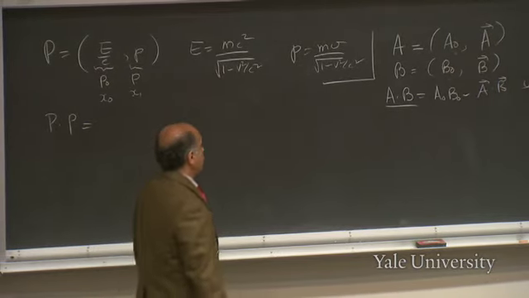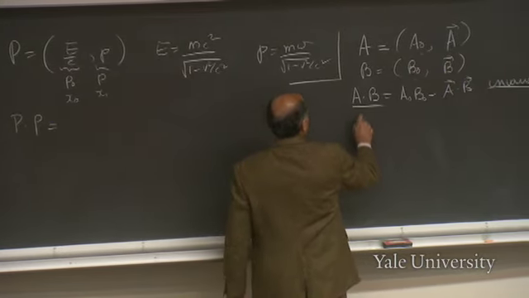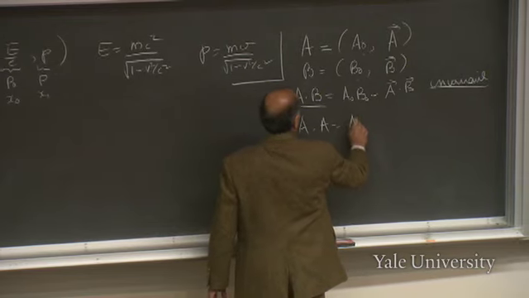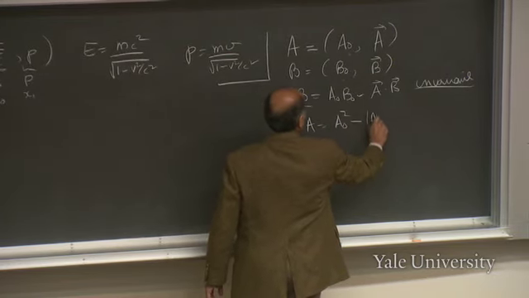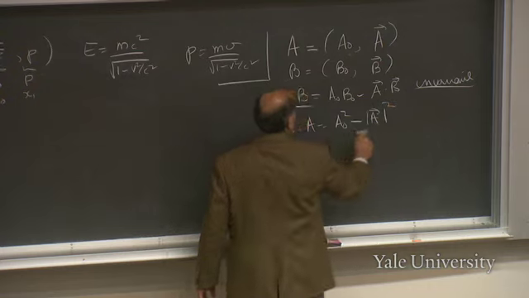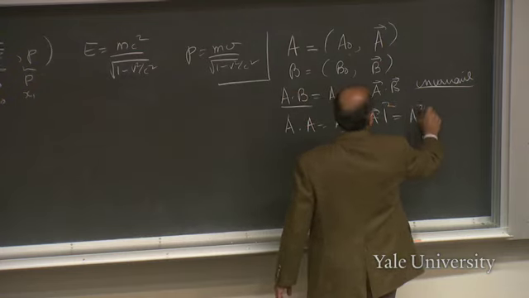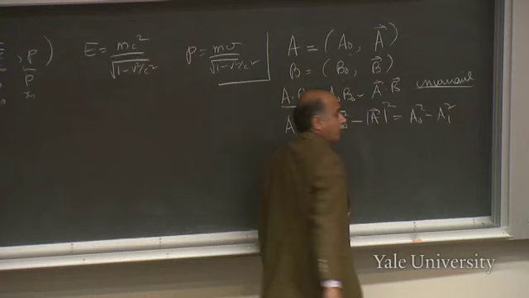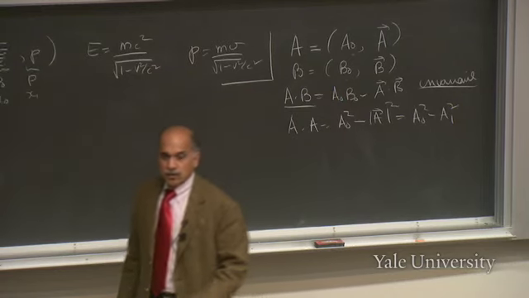And a special case is a dot a. A dot a is equal to a0 squared minus the length of the vector part, which for our purpose will be just a0 squared minus a1 squared. This is all reasoning by analogy.